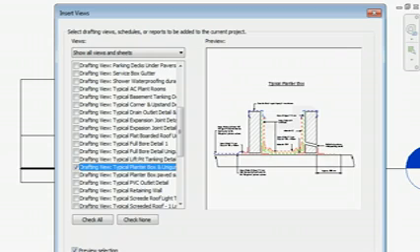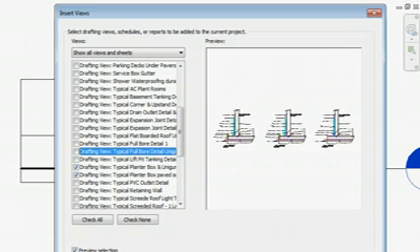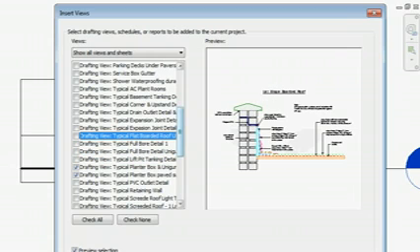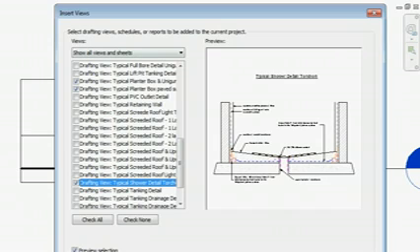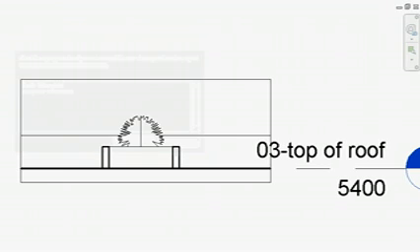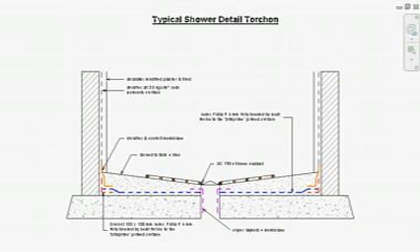typical planter box. These two, and you can see as I tick on each one, it previews in the right hand side. And also I want to bring in my typical shower detail torch on. Okay, so I could bring in all of them. I can just choose the ones that I want. Click on OK, and it brings it in over here. Okay, there we go, it shows us the detail.